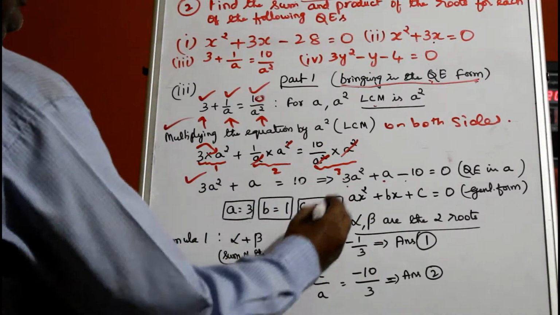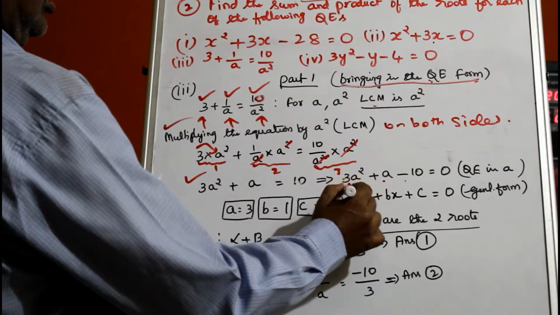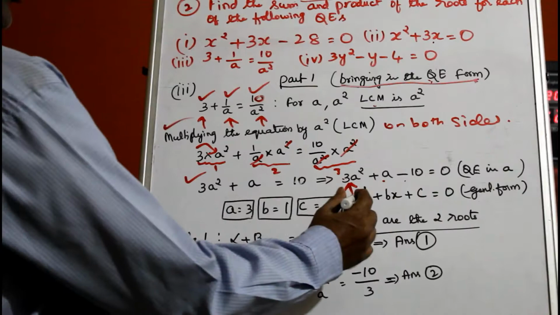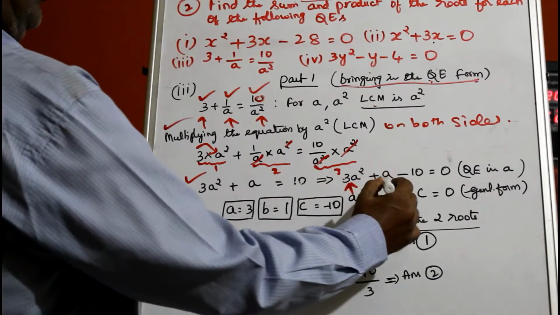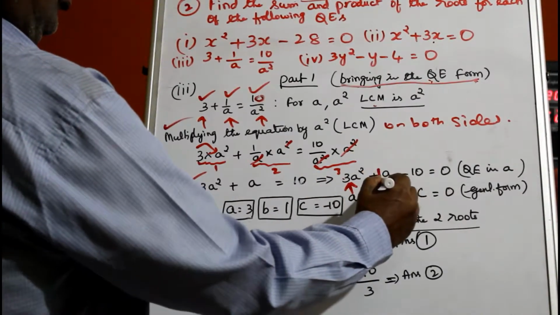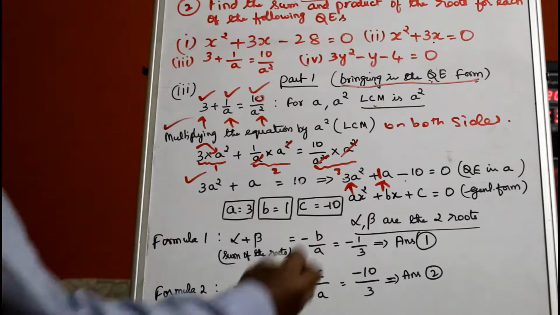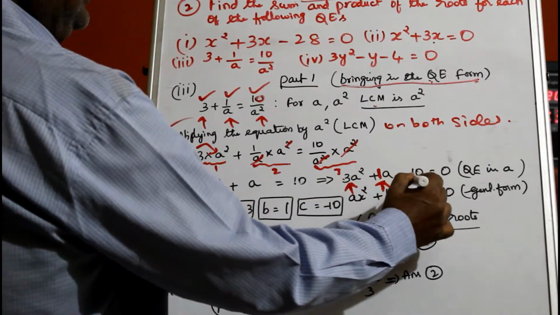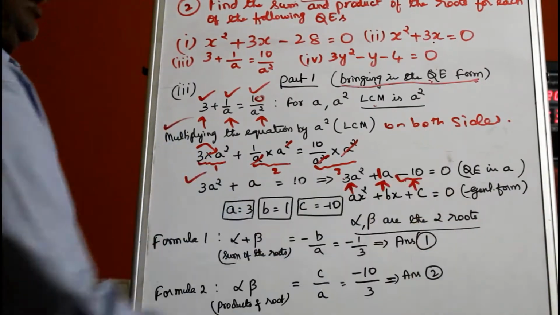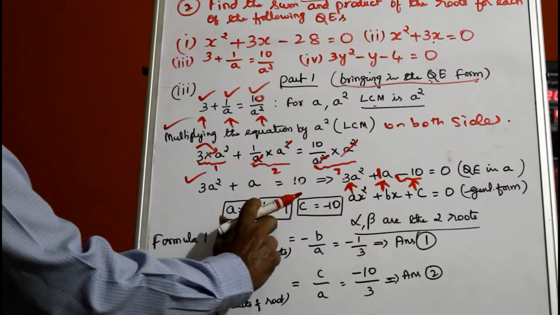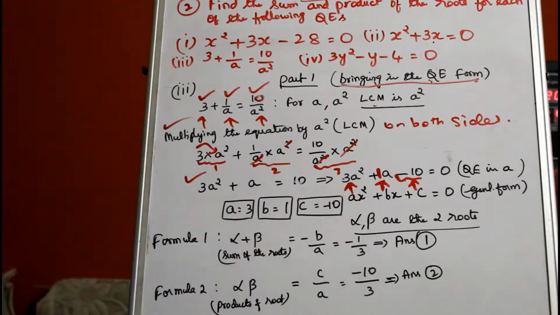Now put the a, b and c. A is nothing but 3; we call it the coefficient of a square instead of x square. B is nothing but 1. And C is nothing but minus 10. So you can write here in the boxes: a equal to 3, b equal to 1 and c equal to minus 10. Now we can start the sum.